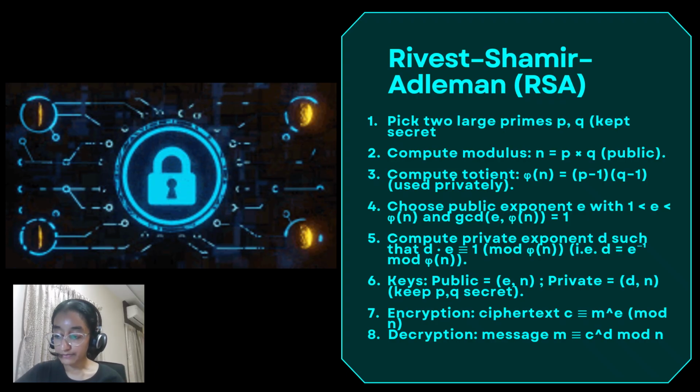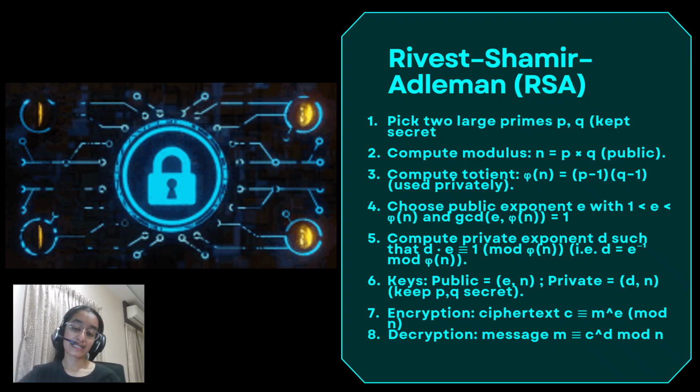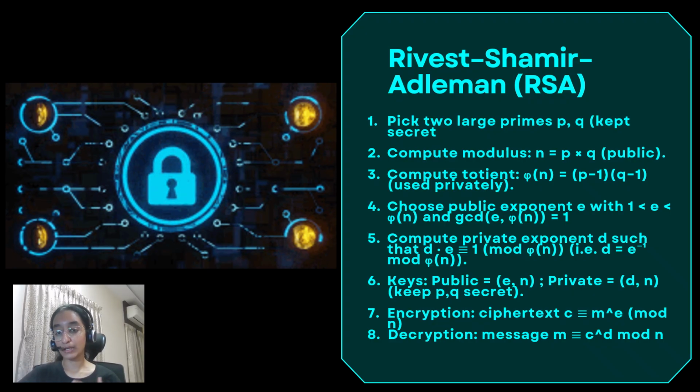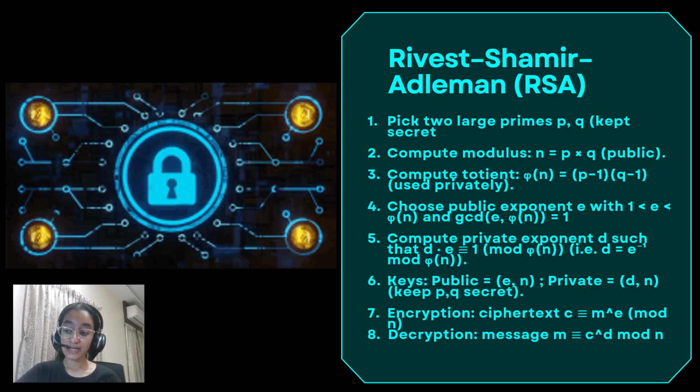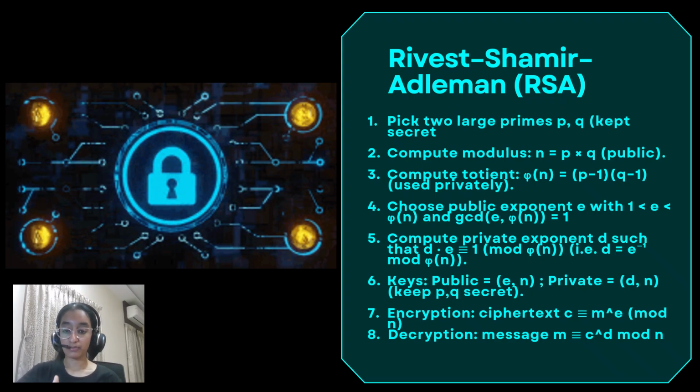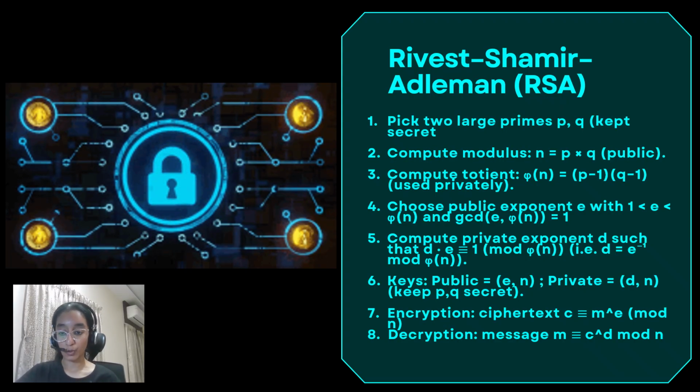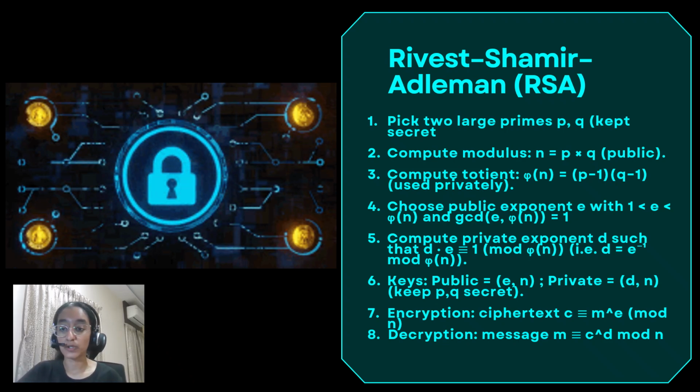For encryption of ciphertext, we use c congruent to m power e mod n, where m is a value which is lesser than n. And when it comes to decryption, we'll be using the formula m congruent to c power d mod n. This is how RSA works.